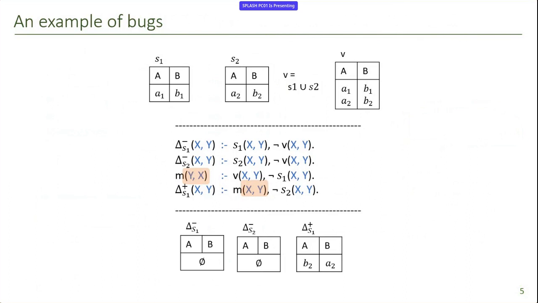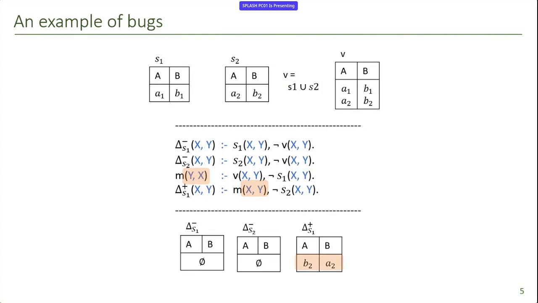In this case, the program is incorrect. You can see here that the order of the two variables x, y is wrongly used. Because of this mistake, we will have an unexpected insertion into the source table S2, in the delta table of S2.